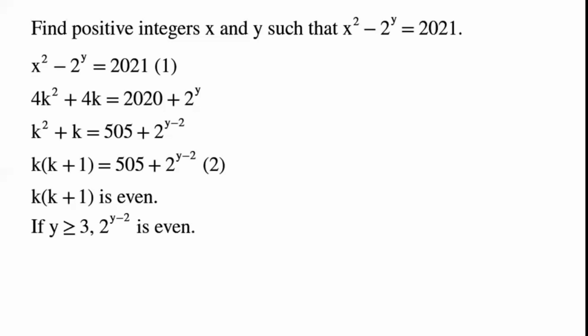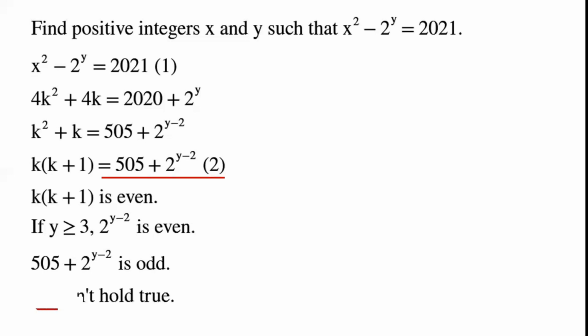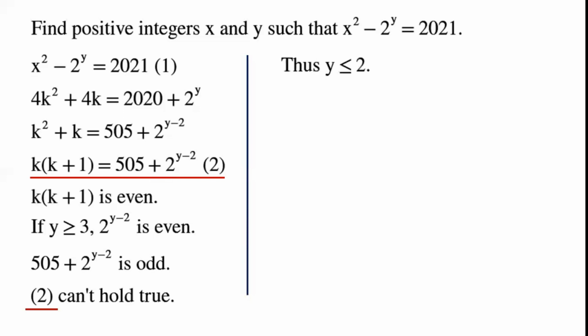If y is greater than or equal to 3, 2 to the power of y minus 2 is even. 505 plus 2 to the power of y minus 2 is odd. So equation 2 can't hold true. Thus, y must be less than or equal to 2.